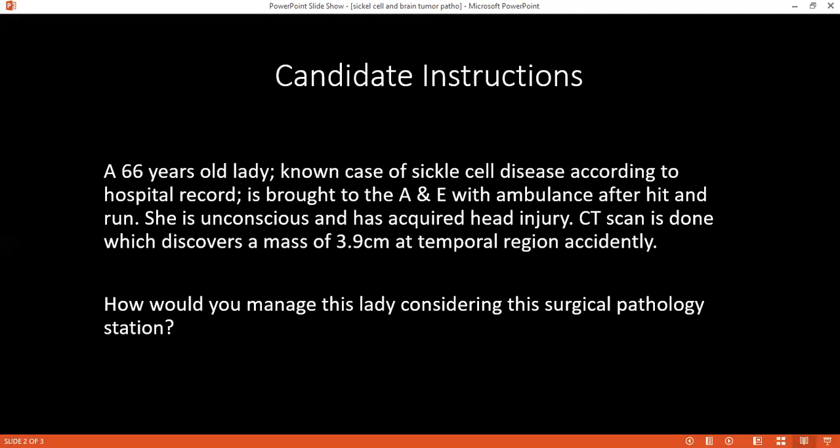Right, so if you have read and understood, considering your surgical pathology station, kindly tell me what you understand by the term sickle cell disease. Sickle cell disease is a hereditary hemoglobinopathy in which there is a point mutation on chromosome 11 at position 6, which causes the formation of hemoglobin S variant of hemoglobin, where there is the replacement of glutamic acid with a valine residue, resulting in the formation of a sickle-shaped red blood cell, which will result in hemolytic anemia, microvascular obstruction, and ischemic damage.